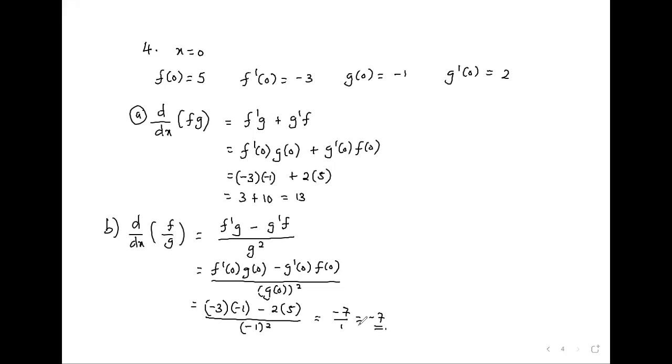Okay. C is g over f. So we just use the same approach as in that question so that we can do D. So D, you are given d/dx.